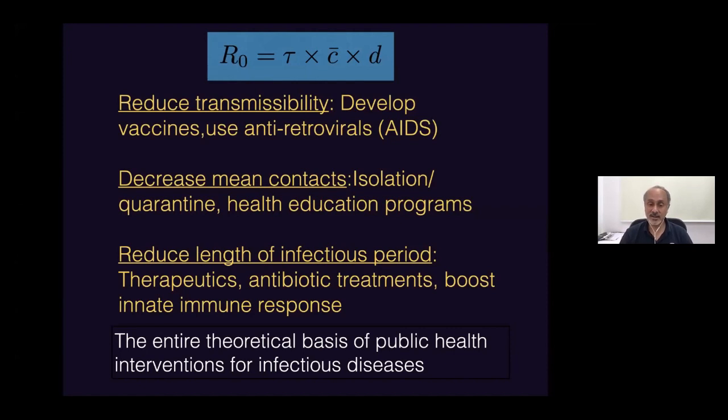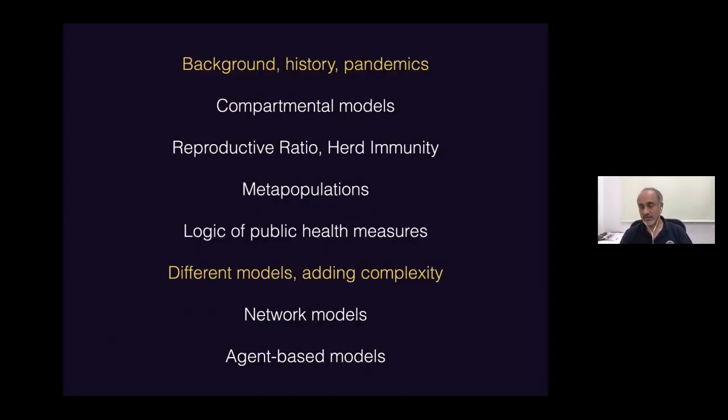All of public health that relates to thinking about infectious diseases from a mathematical point of view, from a practical point of view, really looks at these three major avenues in which to reduce the probability that someone will infect someone else. So let me finish up here.